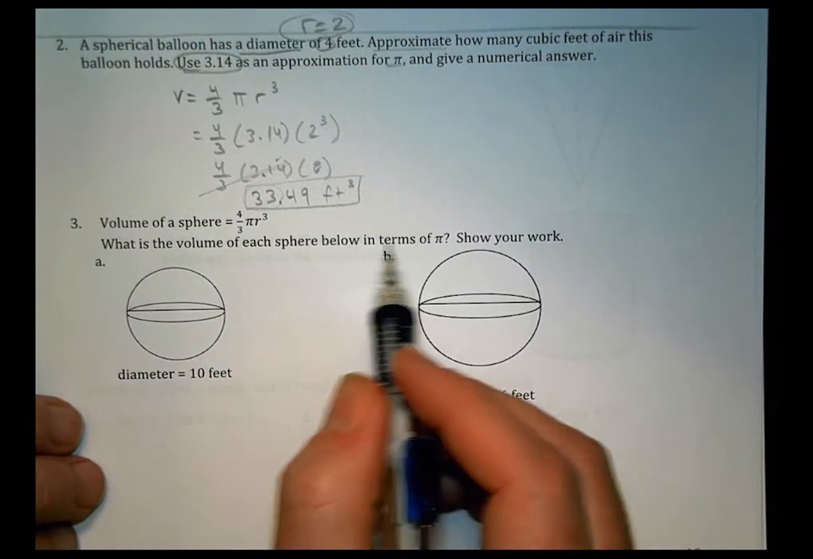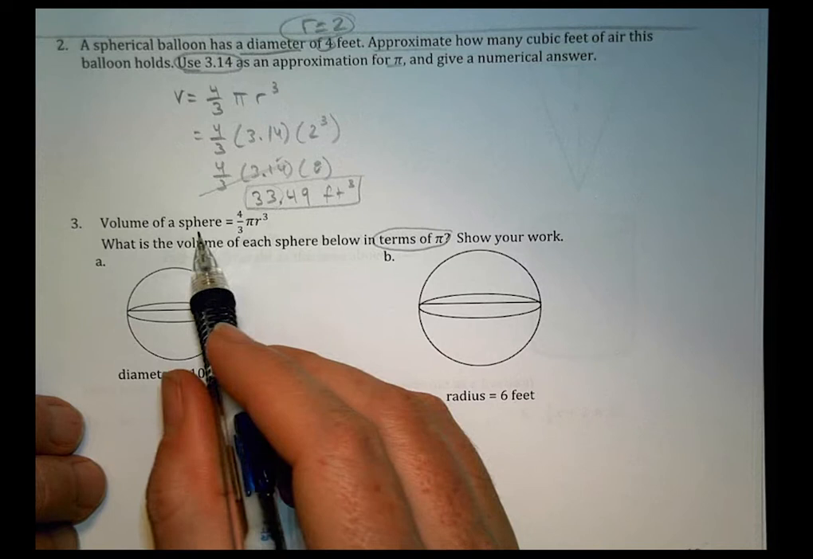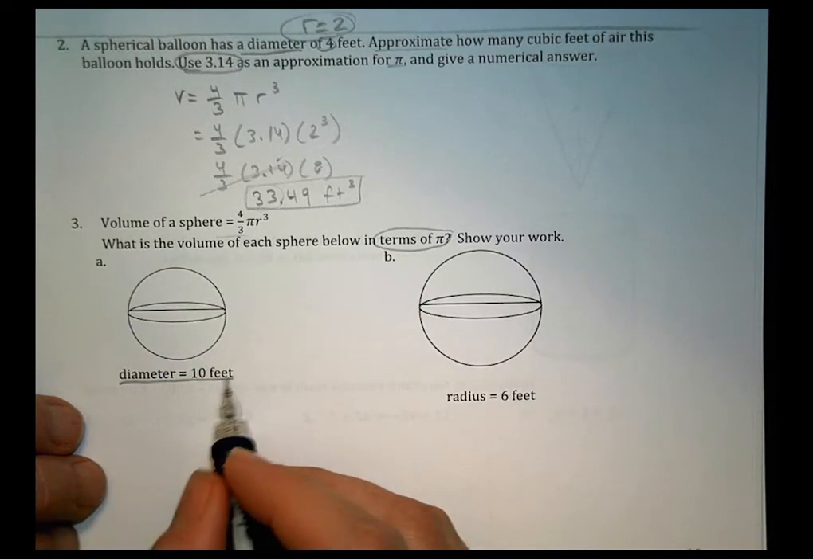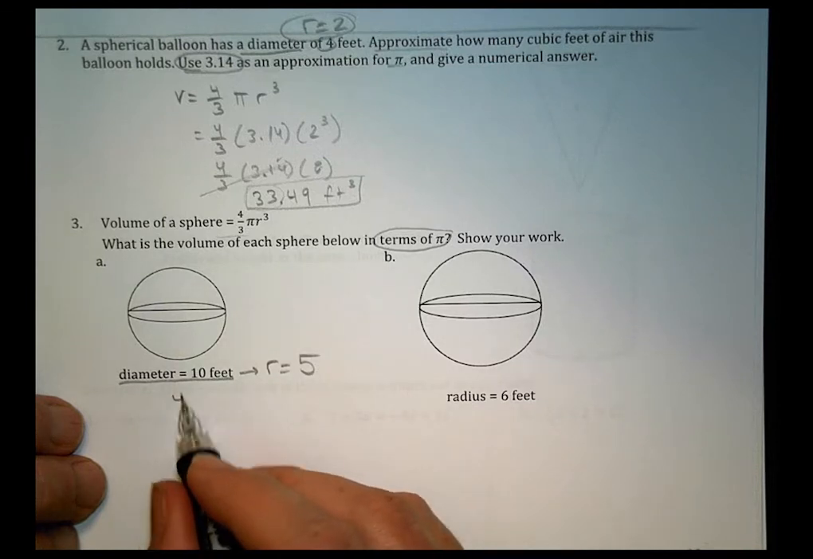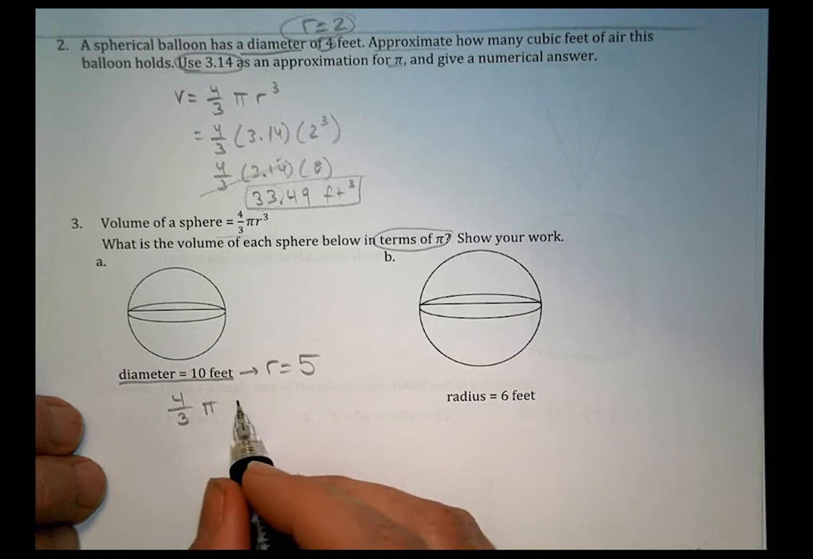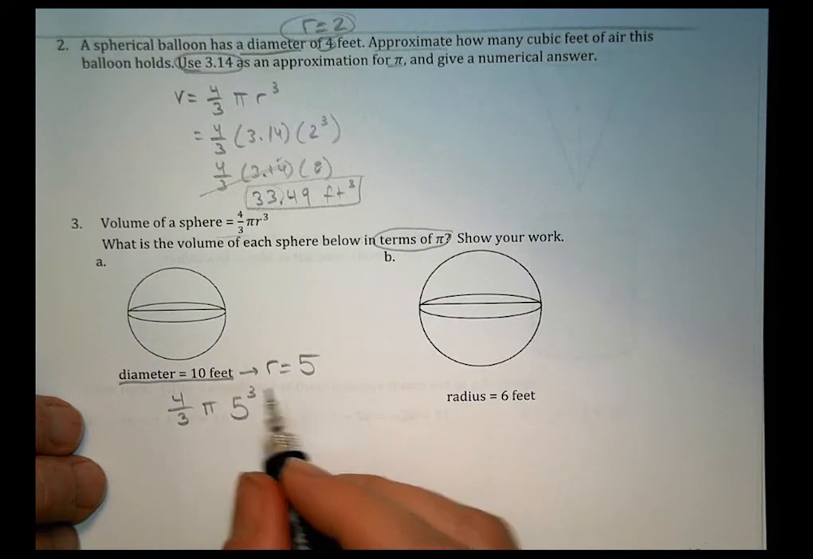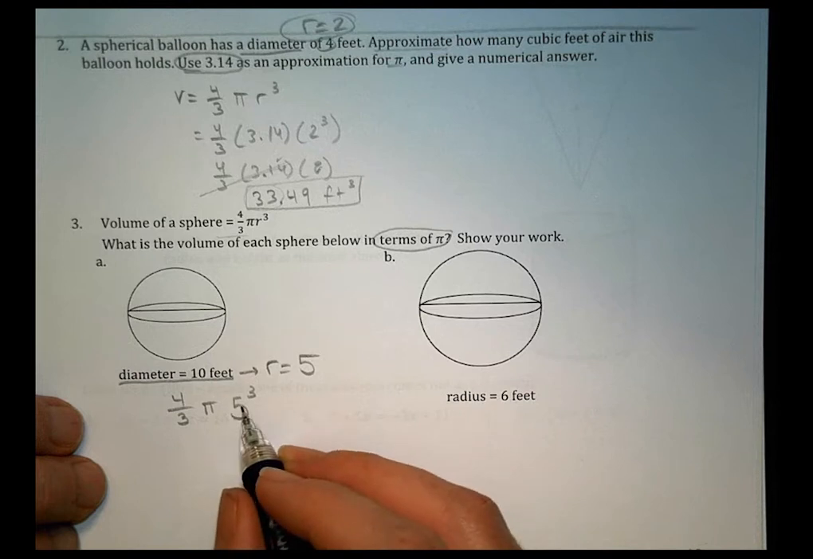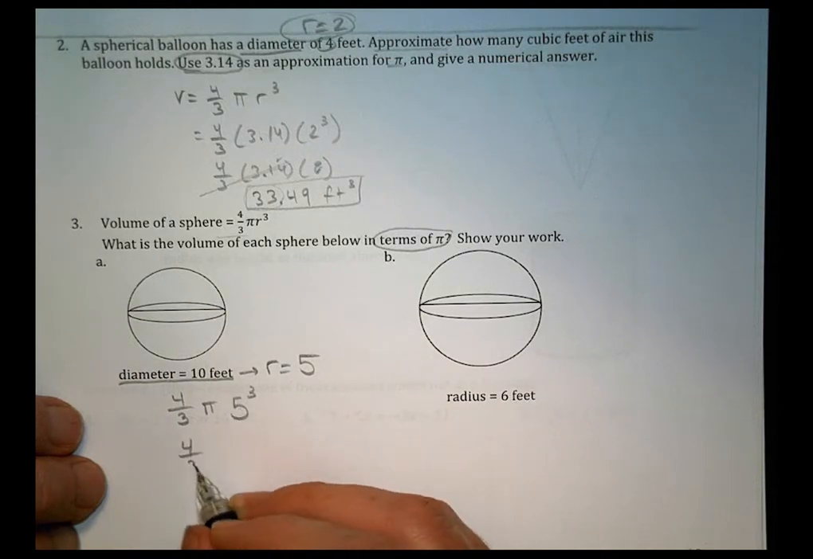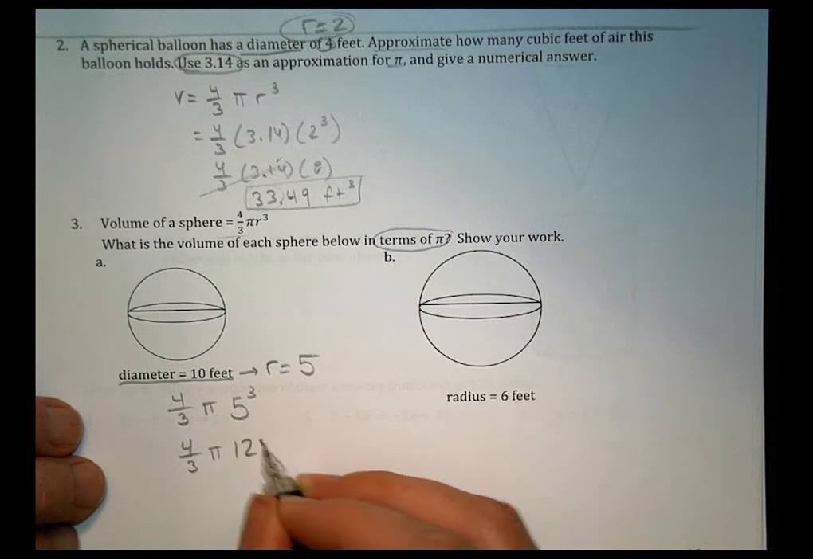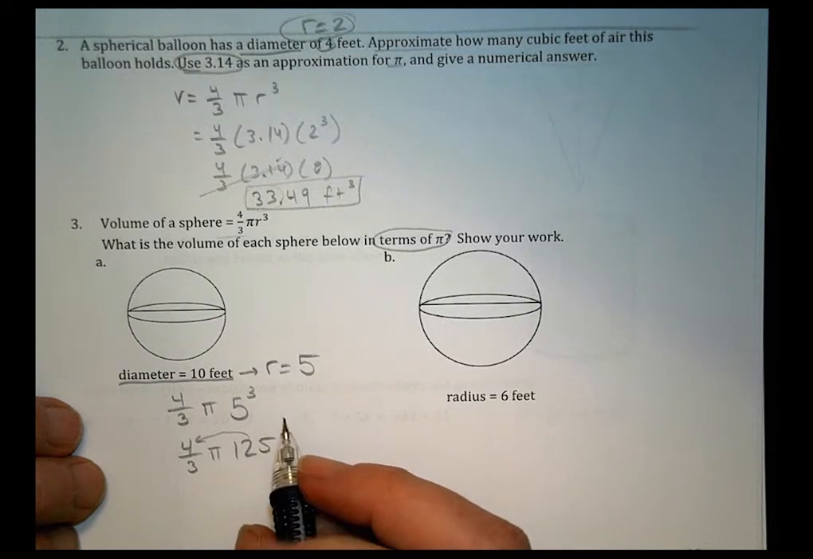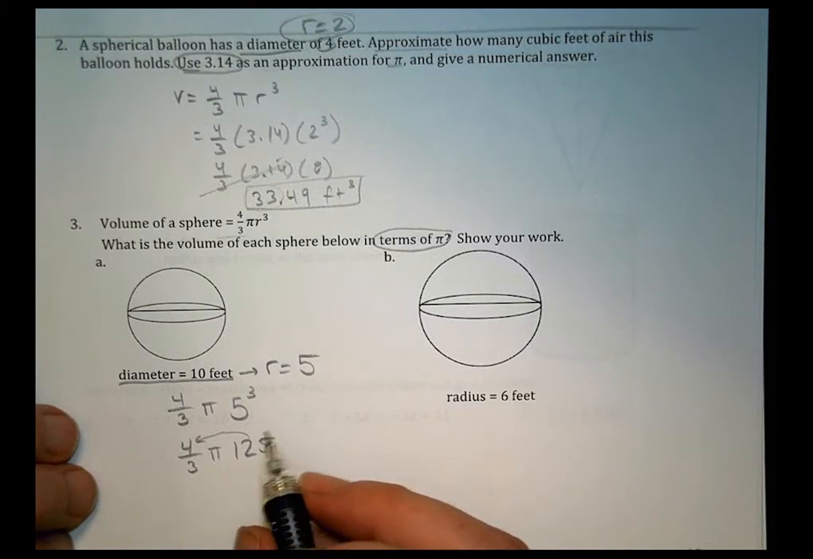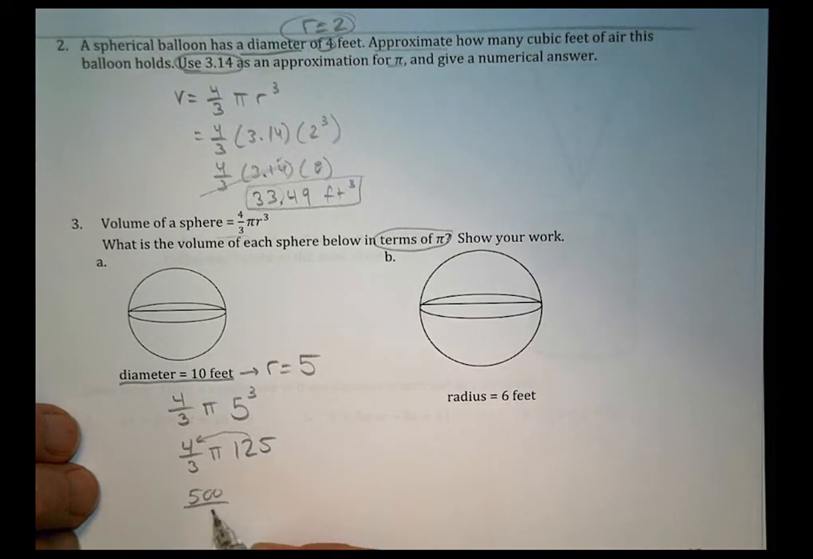Alright, for this next one, we're going to keep our answer in terms of pi using the same formula. So here we have a diameter of 10, which means I have a radius of 5. So we have 4/3 pi, and then we're going to do 5 cubed. 5 times 5 is 25, and 25 times 5 is 125. So we have 4/3 pi 125. So 125 times 4 is going to be 500 over 3 pi.